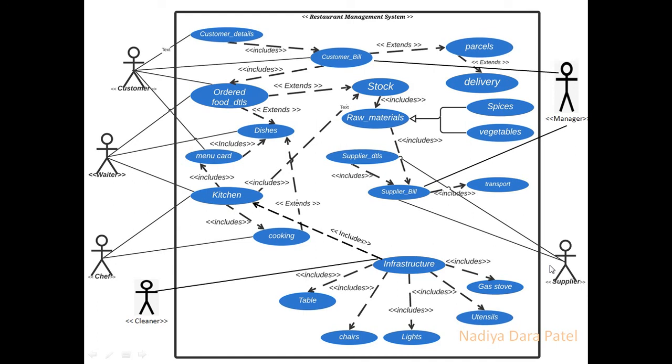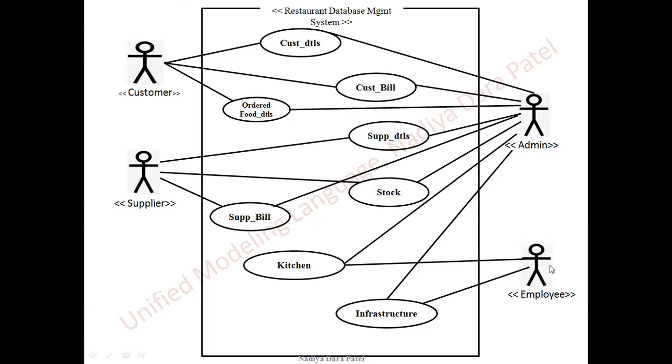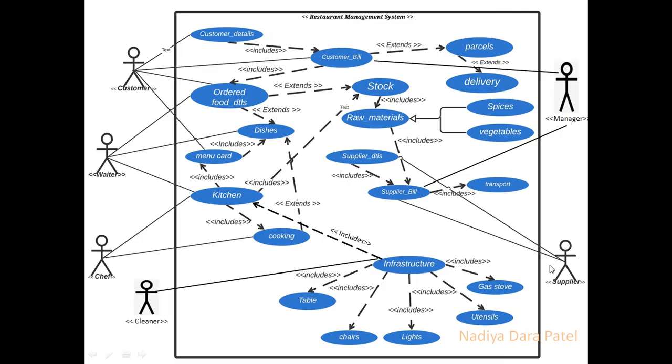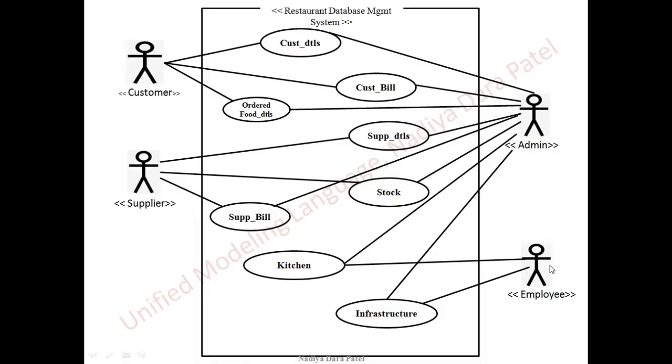Now this is one diagram which I have drawn in the phase of analysis. Now I have understood the real life working of a restaurant. This is the real life working of the restaurant, and now we will convert this real life working into a computerized system. Simple, easy. You think this is very difficult, but you need to understand this first. Only then you will understand how a database management system works.